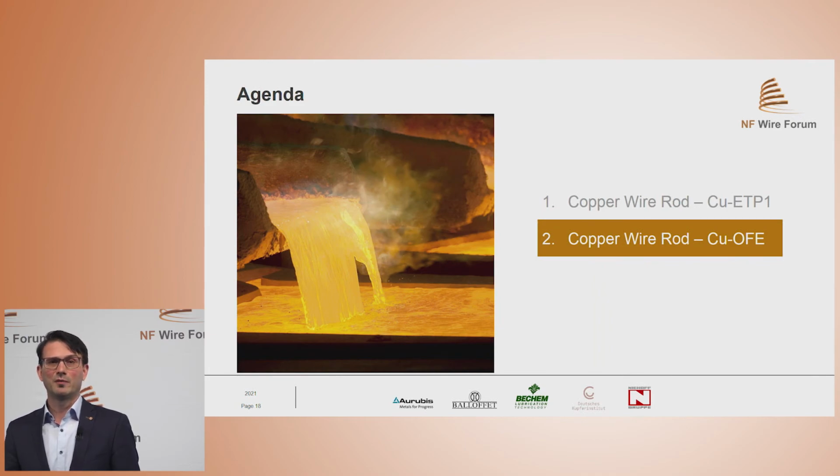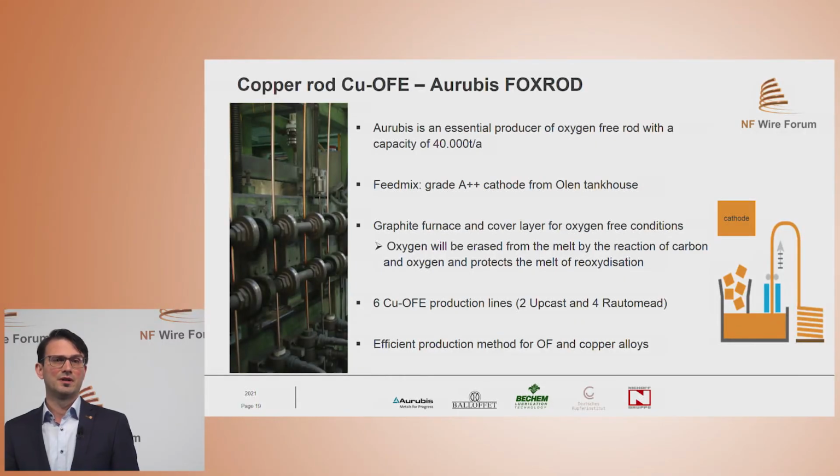For some fine wire applications, we need oxygen-free wire rod, and it's mandatory for some applications. At Aurubis Belgium, we have a capacity of around 40,000 tons per year out of 6 lines, 2 upcast and 4 rotometer lines.